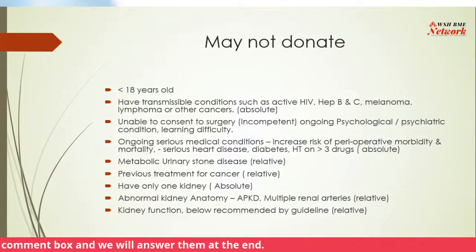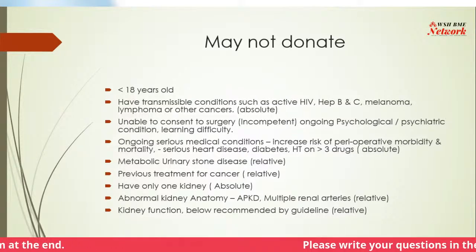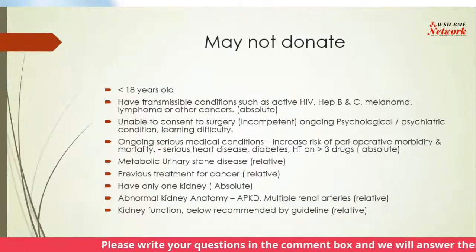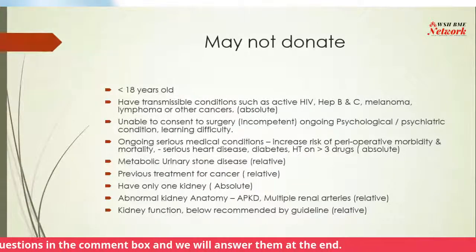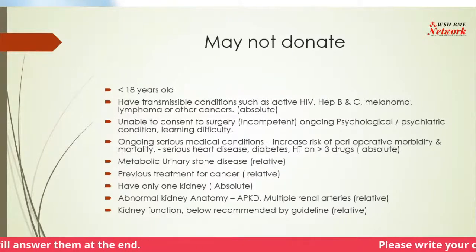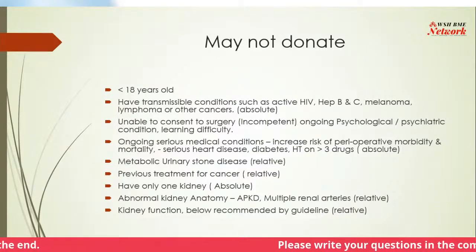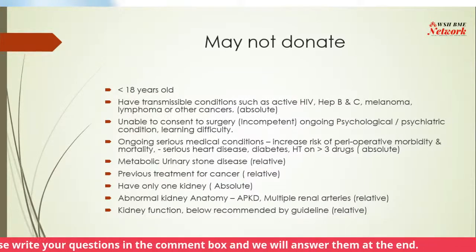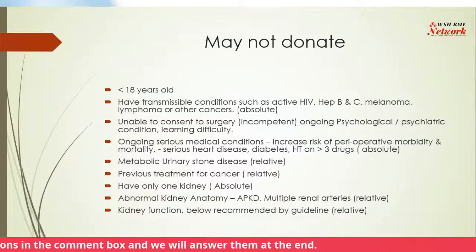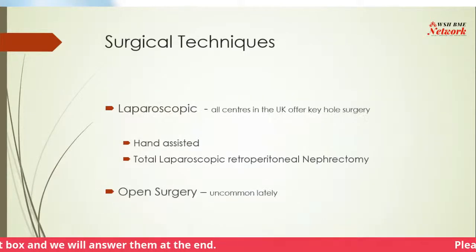If you've had a previous treatment for cancer, we may or may not take your kidney, depending on the type of cancer. If you have only one kidney, of course, we will not take your only kidney, because some people will discover they have only one kidney during the workup to be a donor. If you have abnormal kidney anatomy with multiple renal arteries, we may not want to take your kidney. And also, if you have kidney function below the recommended guideline, we will not take your kidney.